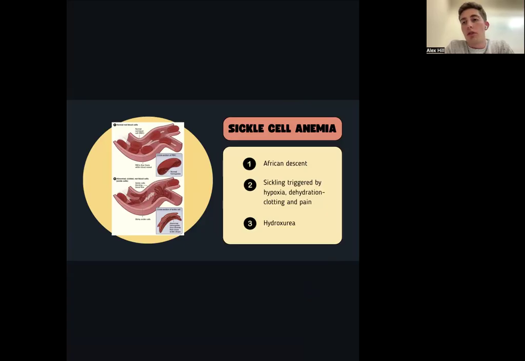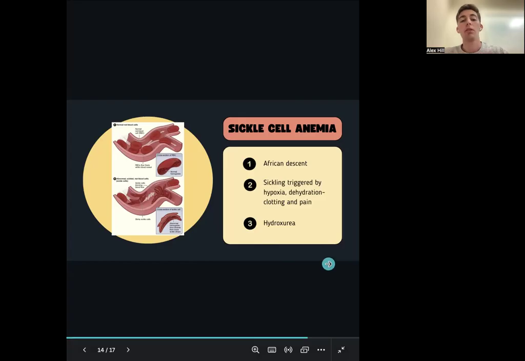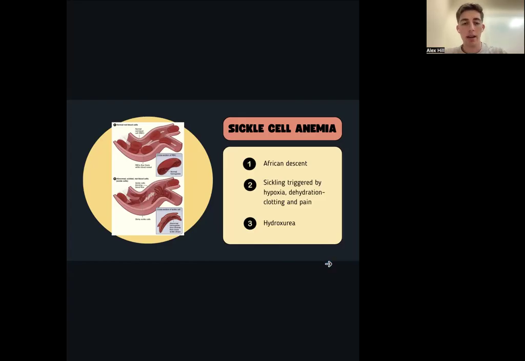Sickling can be triggered by a bunch of things. The packet mentions hypoxia, dehydration. I don't think it mentions many others, but high altitude, stress, things like that can cause sickling. And it's super painful and it causes this clotting. You can see they got kind of all clumped together and so they can't get into the blood vessels. One of the treatments for this is hydroxyurea, which is a drug. And of course, hydrating, treating the pain. Sometimes they do blood transfusions.